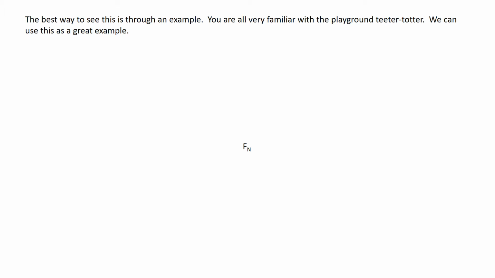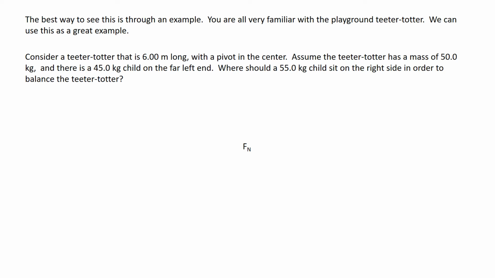You should be familiar with a teeter-totter. You guys played on teeter-totters when you were growing up, so you know how all the physics works. Consider a teeter-totter that's 6 meters long, with a pivot in the center just like you've seen before. We'll assume the teeter-totter has a mass of 50 kilograms, and there's a 45 kilogram child at the far left end. I want to put a 55 kilogram child sitting on the right side in order to balance it, but where should I put them?